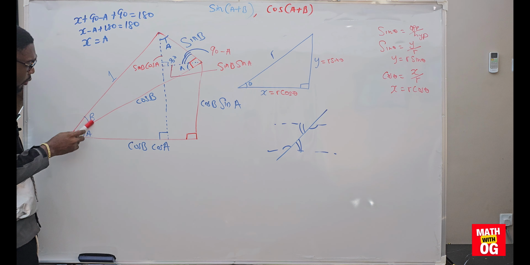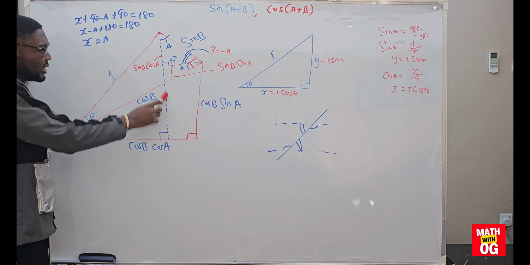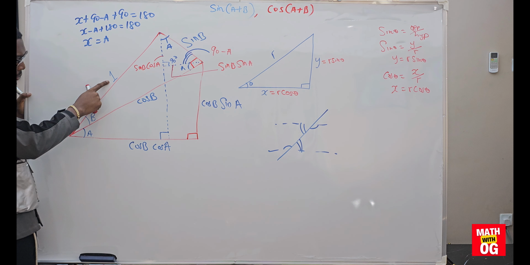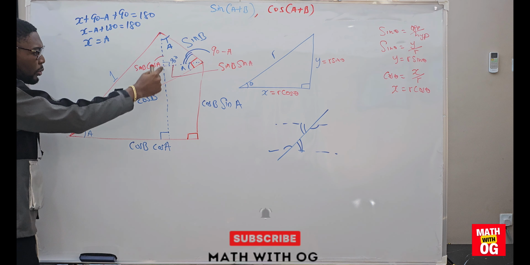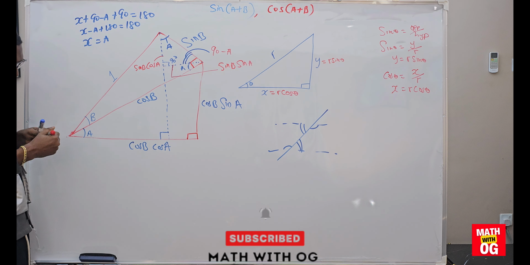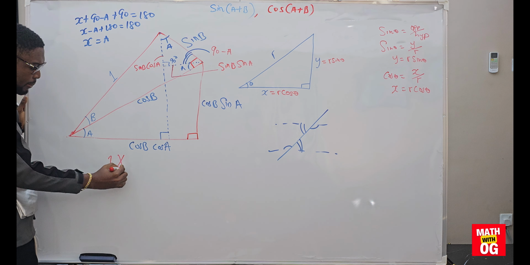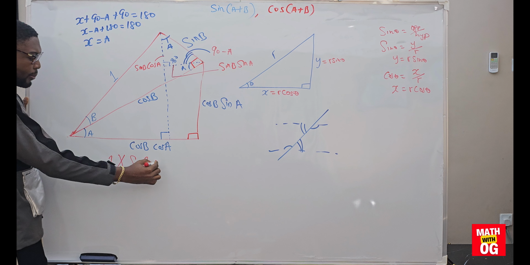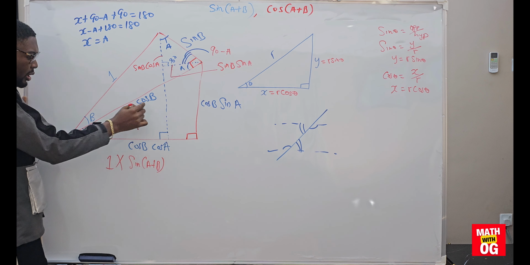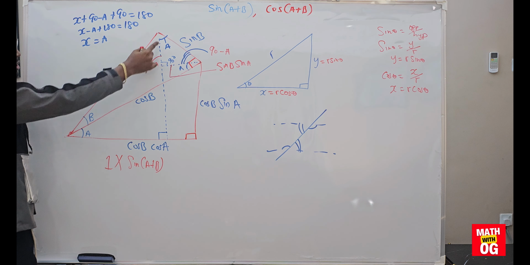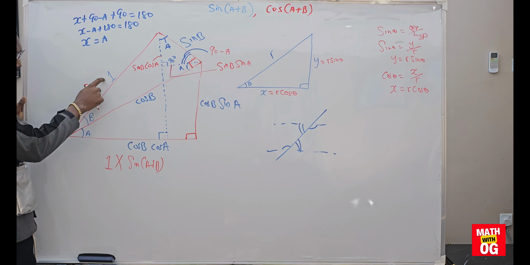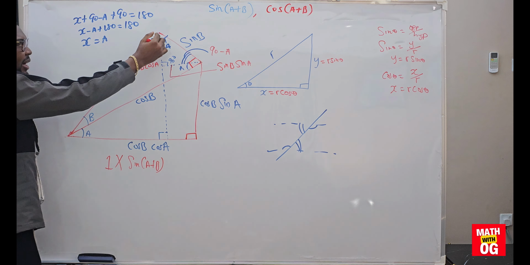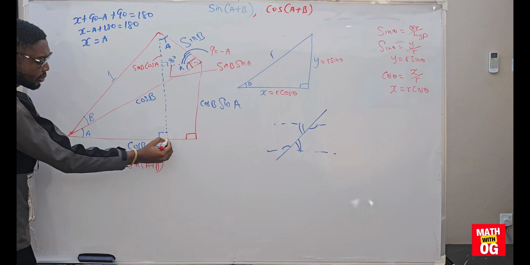Now, if this full angle here is A plus B, what is this distance from here to here? You can see that if here is 1, the hypotenuse, the opposite is the hypotenuse, which is 1, multiplied by the sine of the angle here. And the sine of the angle here is simply what? Sin A plus B. So this opposite side here is the hypotenuse 1 multiplied by sine of the angle here, which is A plus B. Therefore, I can say this full distance from here down to this particular point is sin A plus B.